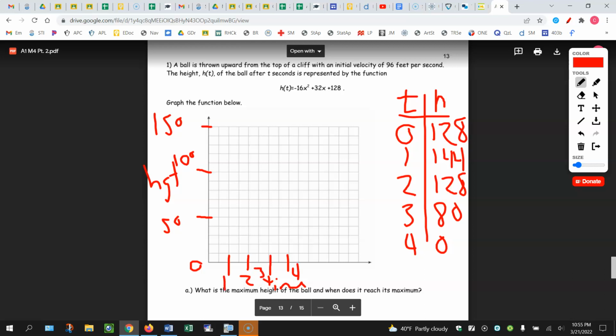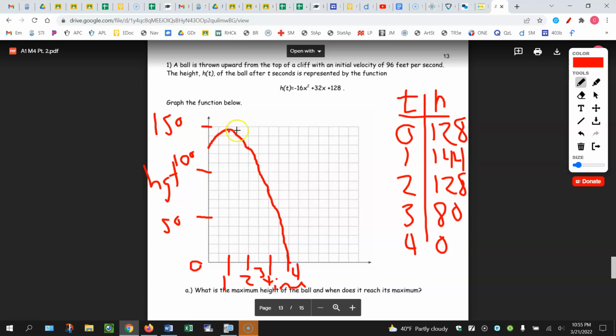It's kind of hard to write on here, so I'm just going to put a couple of these on. Okay, so at 0, the height was approximately 128, so about here. At a time of 1 second, the height was 144, so about here. 2 seconds, we were back at 128. 3 seconds, we had a height of 80. And at 4 seconds, we're back at the ground. So the graph is going to be this nice smooth curve through these points. It's kind of hard to do this on here, so bear with me. It should be easier on your papers.